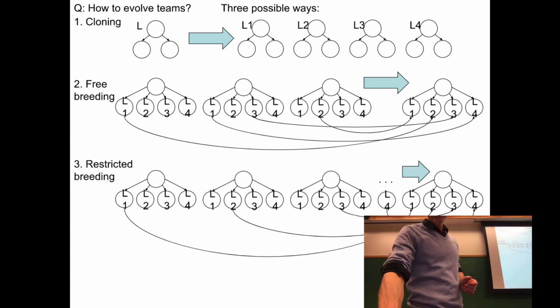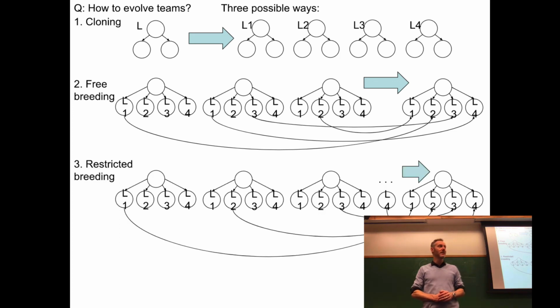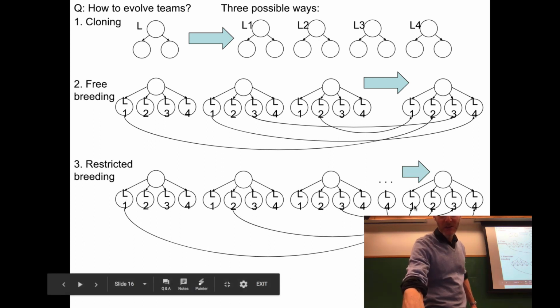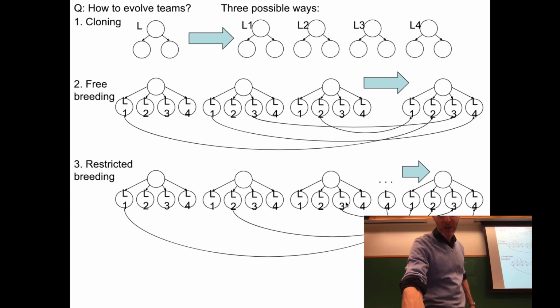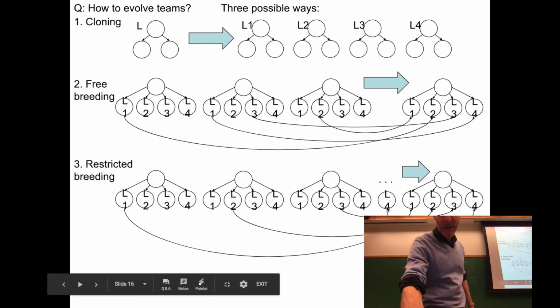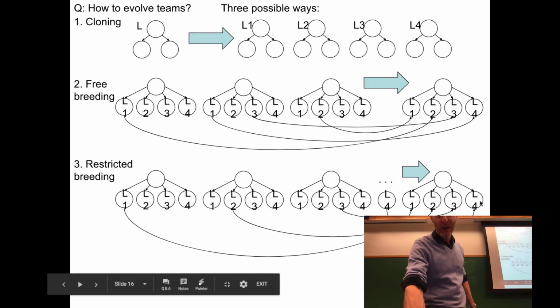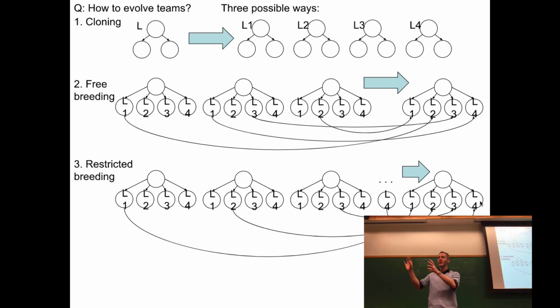So maybe a better thing to do is restricted breeding, which means when parents are contributing genetic material to a child, like goes to like. So L1 is copied into L1 in the child. L2 from this parent goes into the child here. Lion 3 from the third parent goes into L3 here. And lion 4 from the fourth parent goes into lion 4 here. This is just showing you the copying.